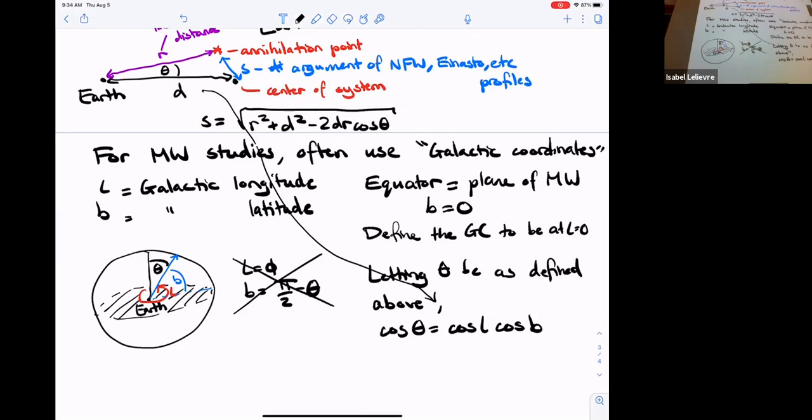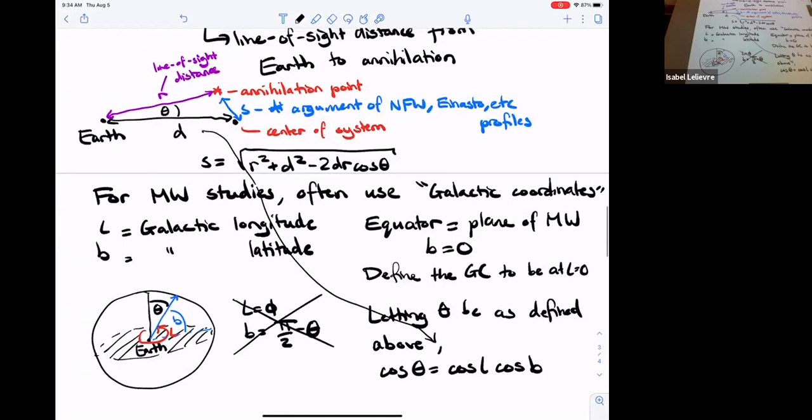So for the Milky Way halo, this just means that you can easily write S in terms of cos L and cos B, and that allows you to predict the distribution of your signal on the sky as a function of L and B. This is a handy thing to do when looking at galactic signals. And you could do some more things for magnets.